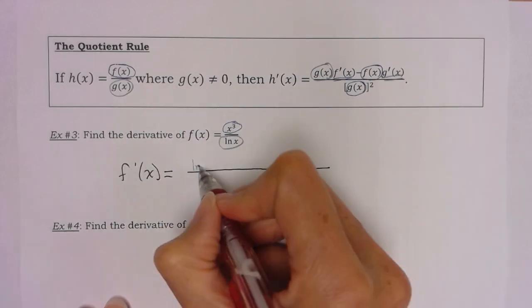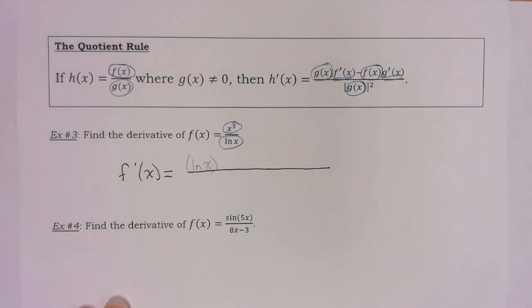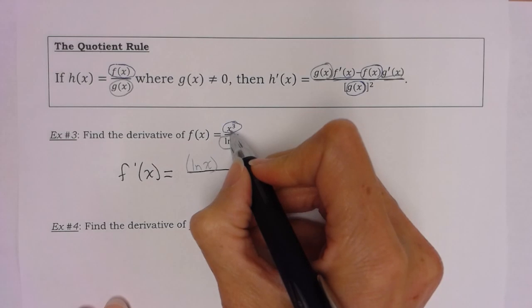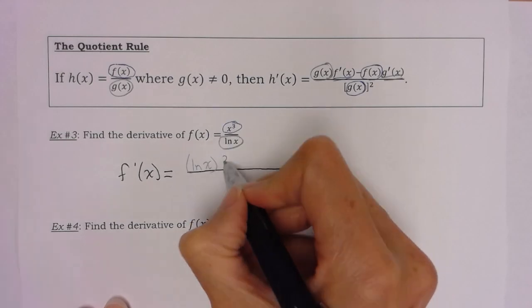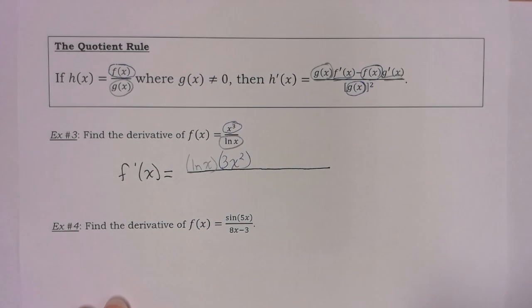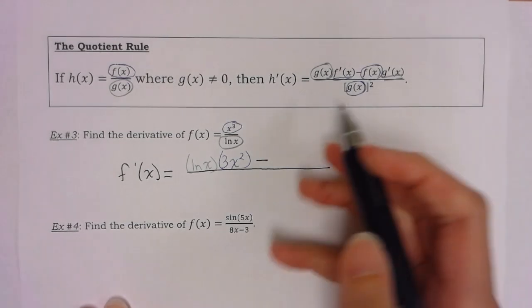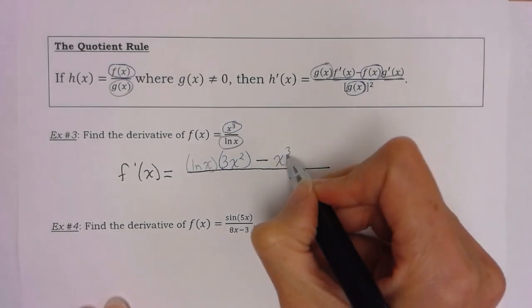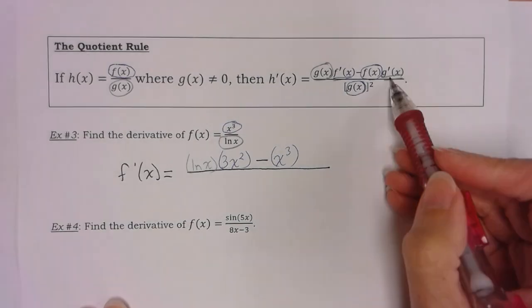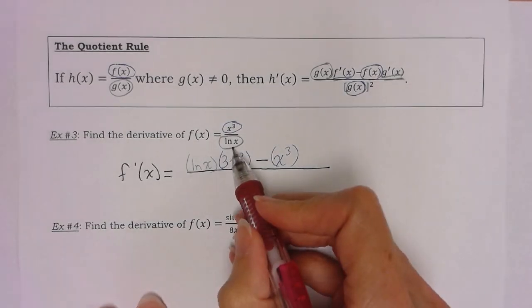I multiply that by the derivative of the top function. The top function is x cubed. That derivative is 3x squared. I'm going to subtract. That's different than the product rule. It was addition. And I'm going to have the top function left alone, x cubed, times the derivative of the bottom function. The derivative of natural log of x is 1 over x.